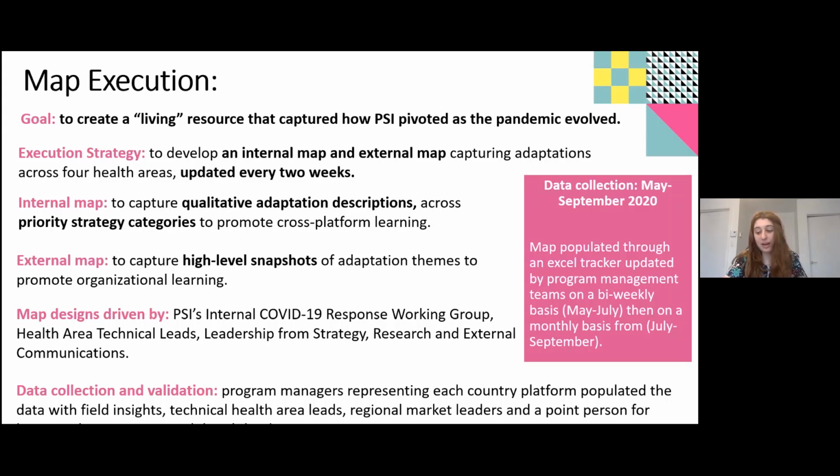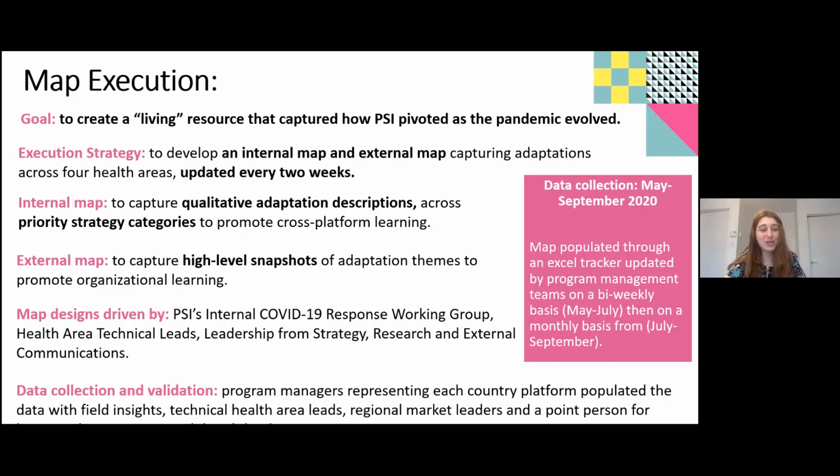The execution strategy therefore became twofold, stressing that we wanted to be able to share the adaptations. The thought was to create two different maps, an internal map and an external map, that captured these adaptations across all four health areas, and stressing that we wanted this map to be a living resource. These maps were updated every 2 weeks on a bi-weekly basis. And you may be asking yourself, what's the main difference between the internal map and the external map?